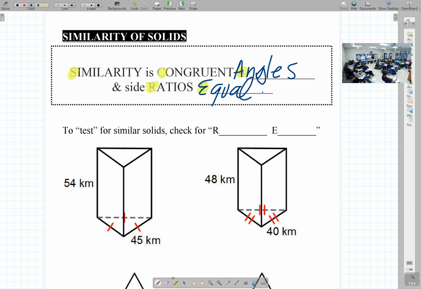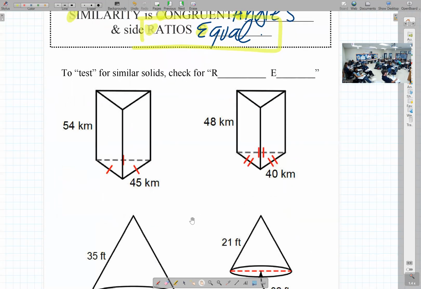Okay, so to test for similarity, we focus on this. So ready, guys? We're going to test for ratios which are equal. Watch the hand. I'm going to have you trace. I'm going to give you 5 seconds. And without a calculator, you're going to reduce. I'm going to call on someone by name. Do not shout out answers. Trace 54, 48. Reduce.